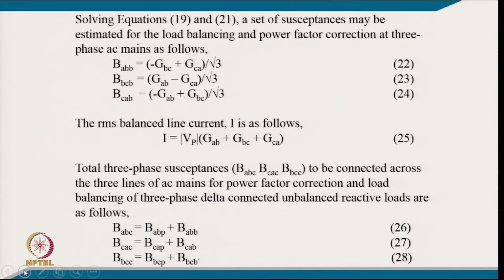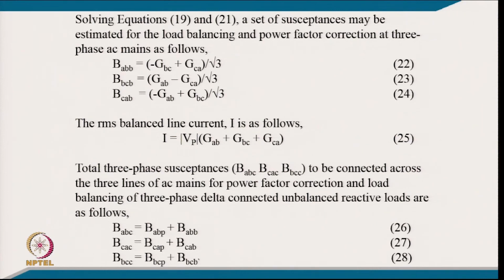So, you can find out the compensator for AB, BC and CA in terms of these conductances, and once you get this value, it means the network is balanced, and you will get the balanced line current equal to Vp into the sum of conductances, and that you can see is equivalent to GD.